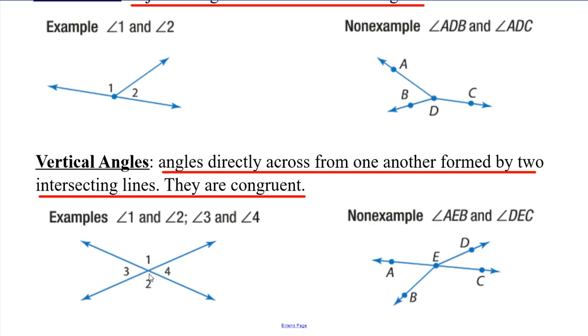So 1 and 2 are vertical, they would be equal to one another. 3 and 4 are vertical, they would be equal to one another. Examples would be like angle 1 and angle 2 here.